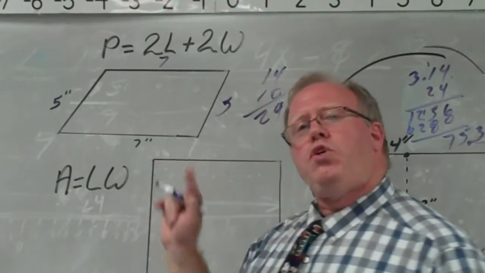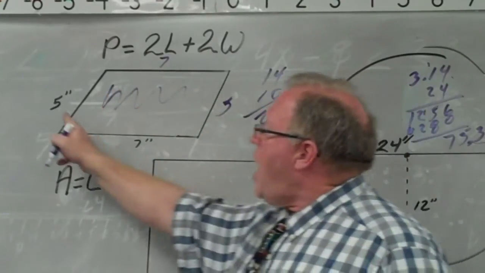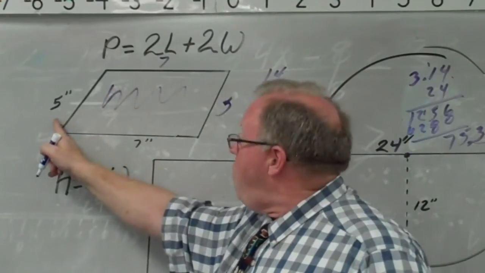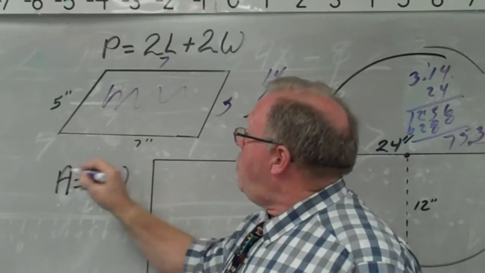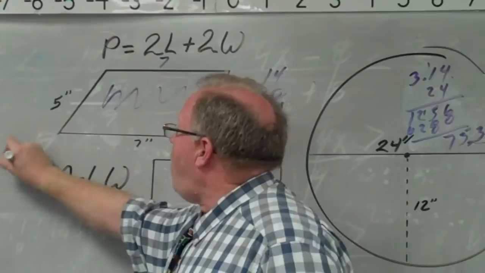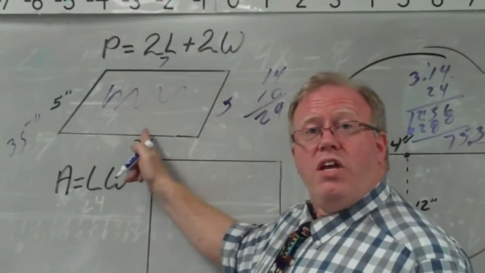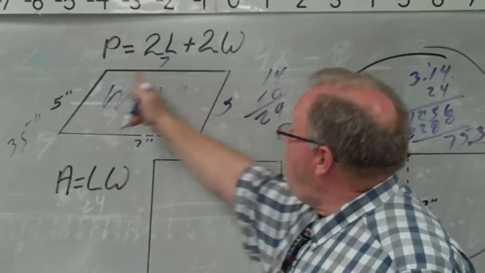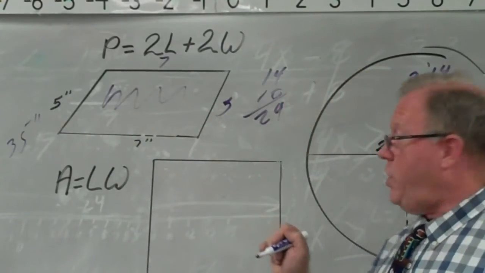Okay. But if I was trying to find the area, remember the area is everything inside, I would just look at this and say 5 times 7. I'm just going to multiply the two sides. So 5 times 7 is 35. So our area is 35 inches. Our perimeter around the outside is 24 inches.